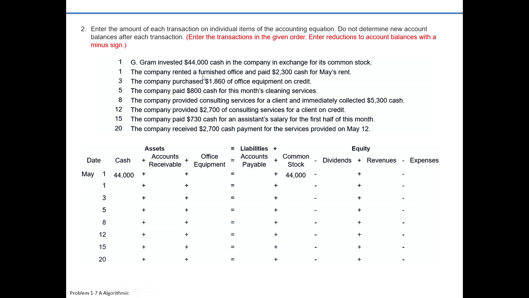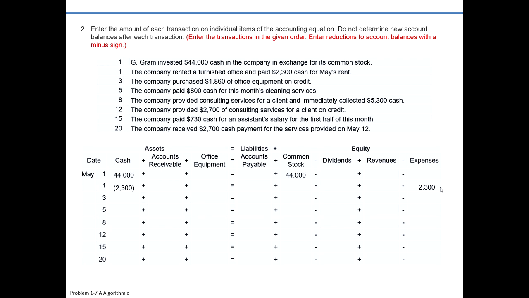On May the 1st, also the company is going to rent a furnished office, and they're going to pay $2,300 cash for May's rent. So from the company's perspective, cash is going to decrease. So we see a subtraction of cash, that's why it's in brackets, of $2,300. And again, we've got to affect something else here. The additional thing that we're going to affect is going to be expenses, because we're talking about rent. That space, we don't own the space. It's going to be used up in the month of May. We're increasing our expenses.